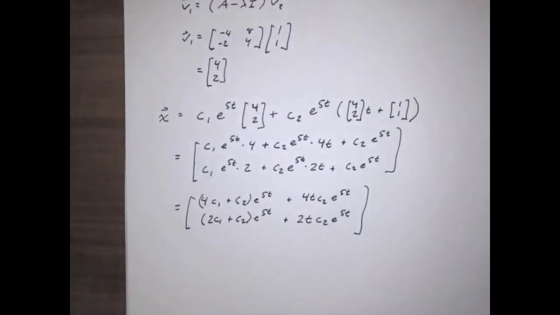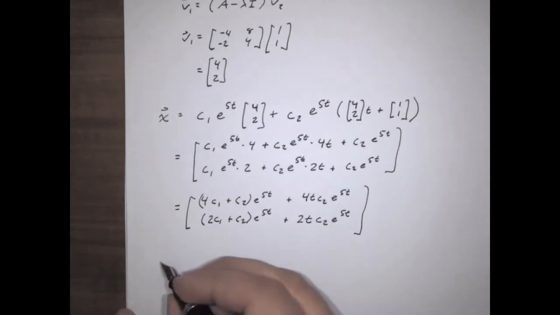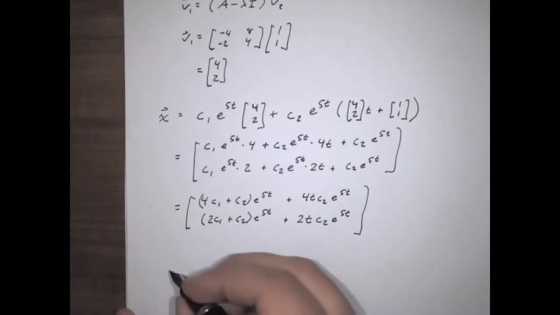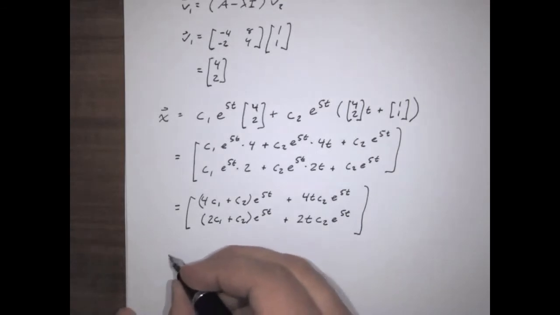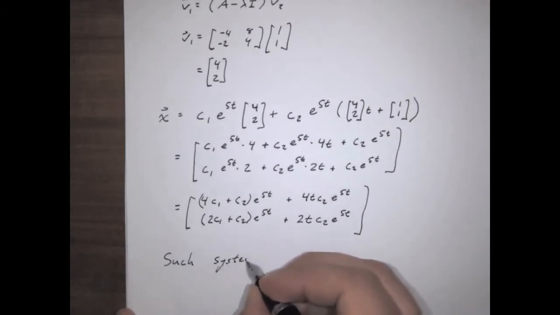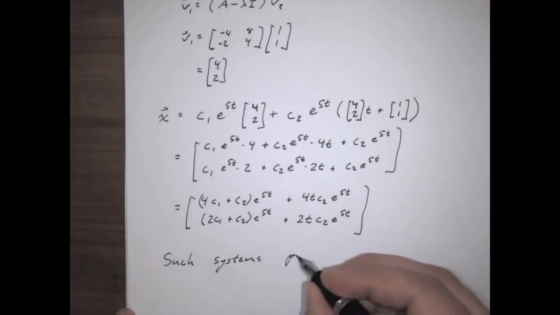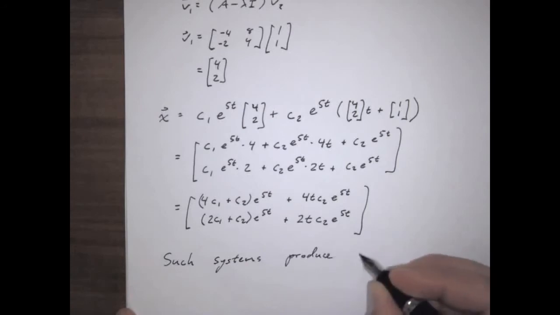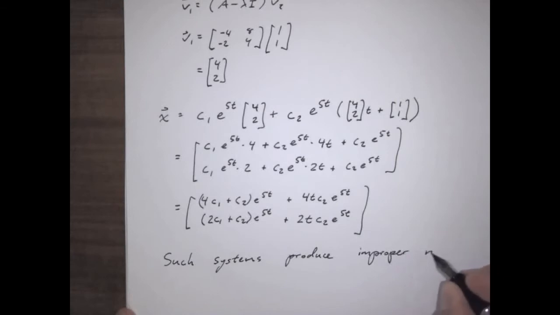Now, the e to the 5t part, as I said, is common to everything, but what is changing over time is the effect of these t's. And so what that's going to do is make the node improper. Such systems produce improper nodes.